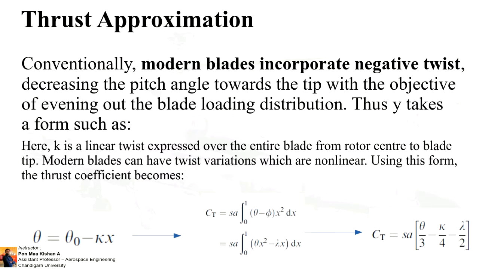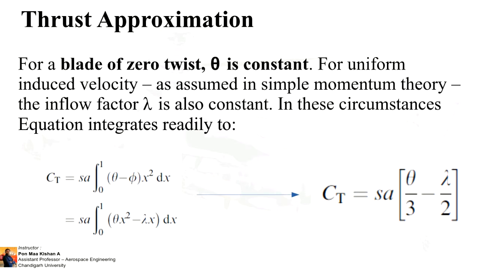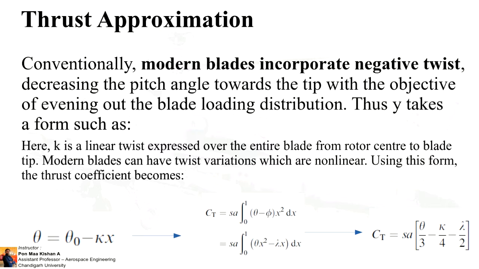But ultimately the modern blades incorporate negative twist. Okay, so there was a twist angle, but in modern blades the negative twist is kept. So that's how the difference is starting. Initially we found it for zero twist, right? But ultimately the performance of the helicopter rotor blade will increase with some twist angle. So negative twist means decreasing the pitch angle towards the tip, with the objective of evening out the blade loading distribution.